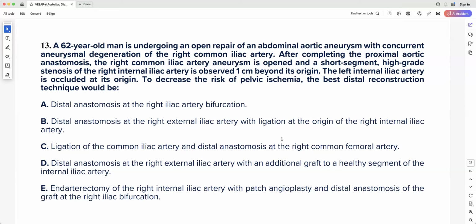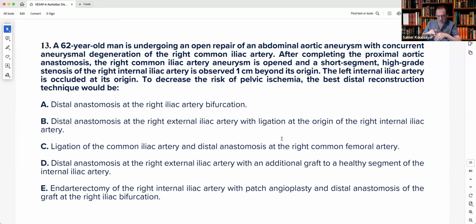Right iliac bifurcation. We don't usually do it. I mean, it's feasible, but it's difficult because the internal iliac goes down, so you have to go in, put a patch, and then put the graft. Yes, it's feasible, but it's not the best option. They want the best option, but between me and you, I don't think I would do any of them.